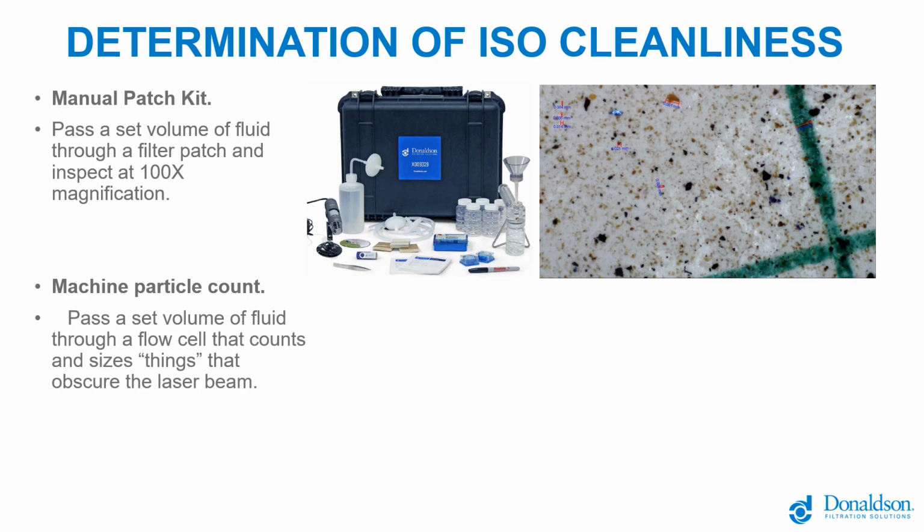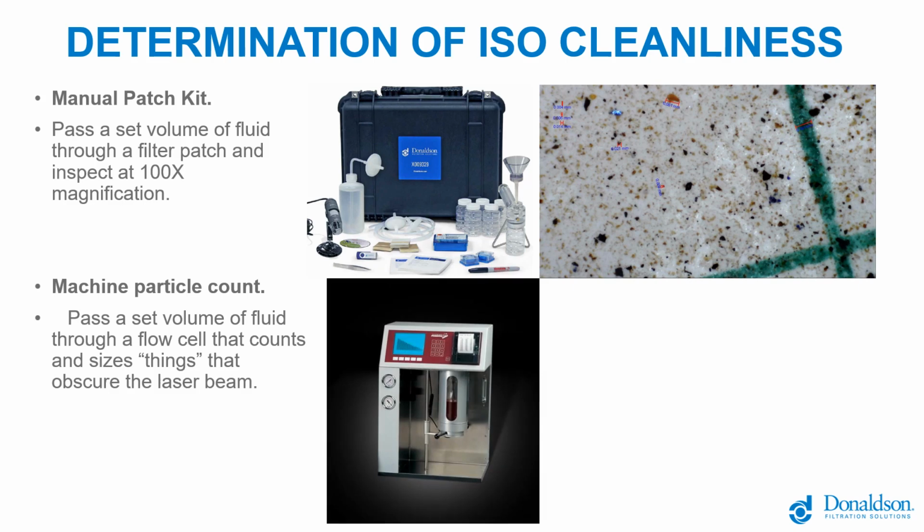It passes a set volume of fluid through a flow cell that has a laser shining across it, and it sizes anything that obscures the laser beam. It sizes them and determines the shape and totals them up for that volume of fluid, and it gives you a number.